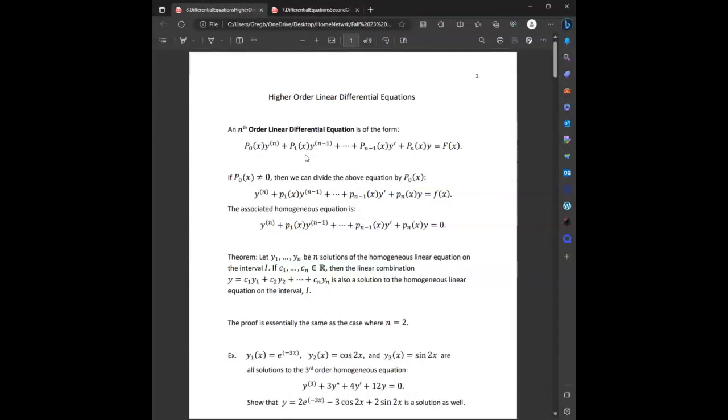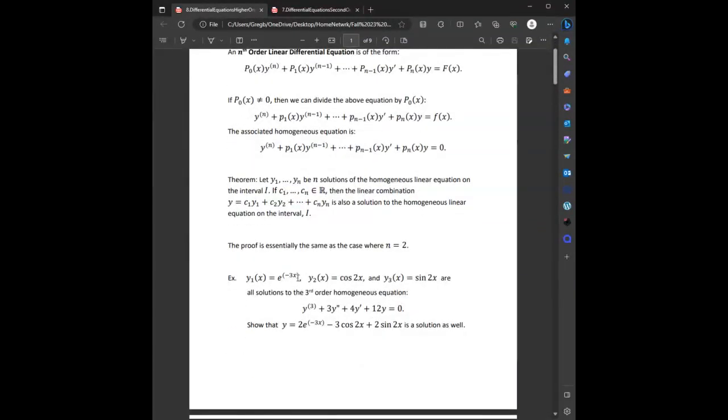Okay. Yeah. So the first example, it's like you just take 3 derivatives of the third order homogeneous equation, and it somehow proves that the given formula is also a solution as well. This one? Yeah, I'm not quite sure why that one is a solution.